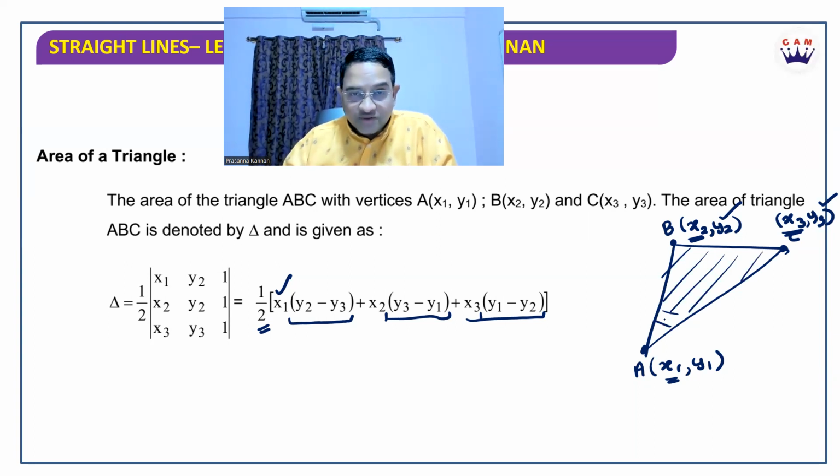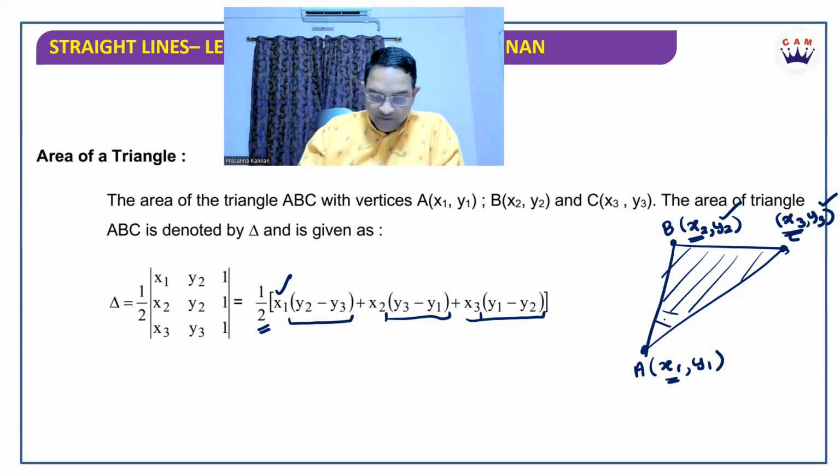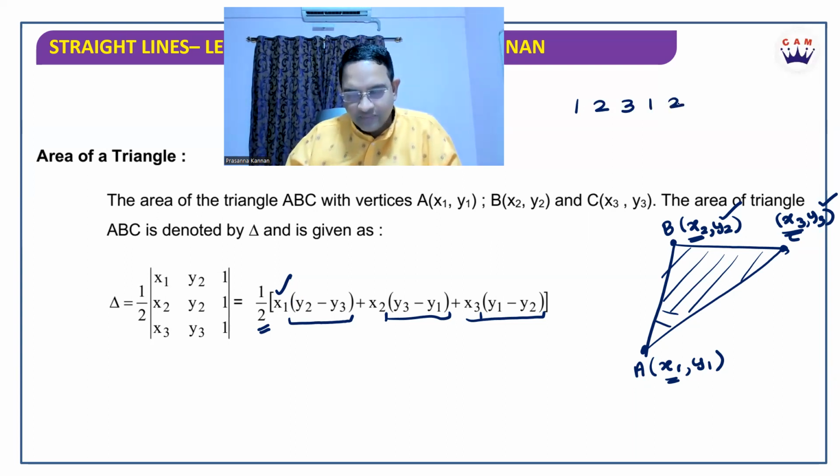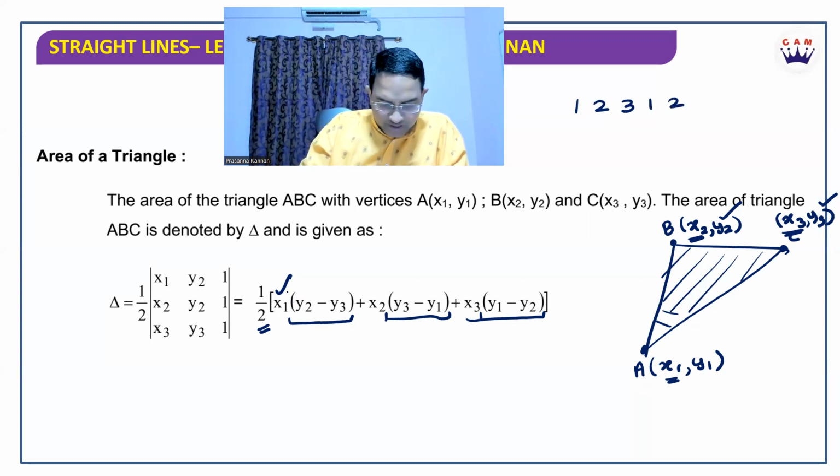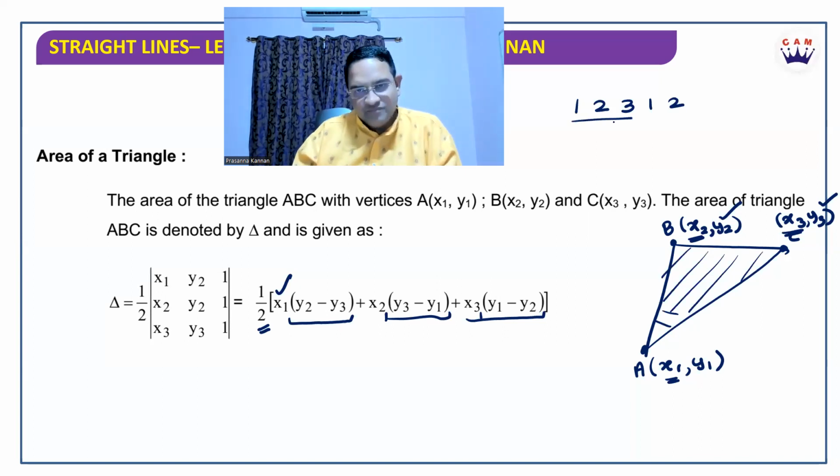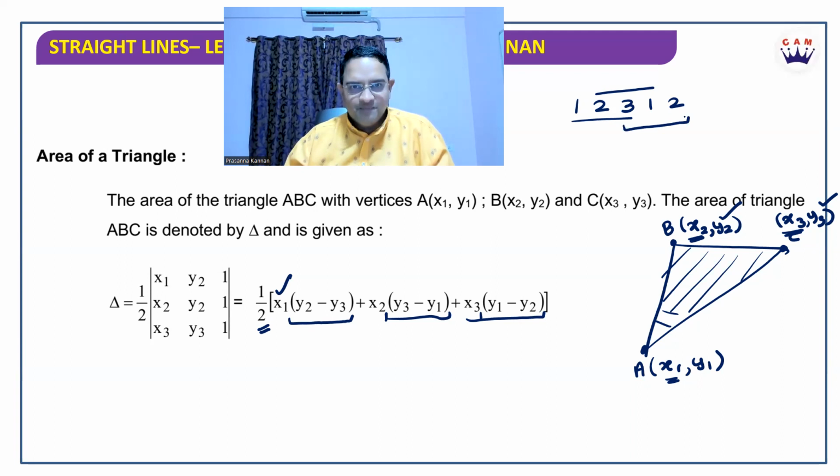Now, this order is important. Okay. So we write it like this: x1 into y2 minus y3. Then what? x2 into y3 minus y1. Then what? x3 into y1 minus y2. You should not change the order, right? That you must remember. Okay, students.